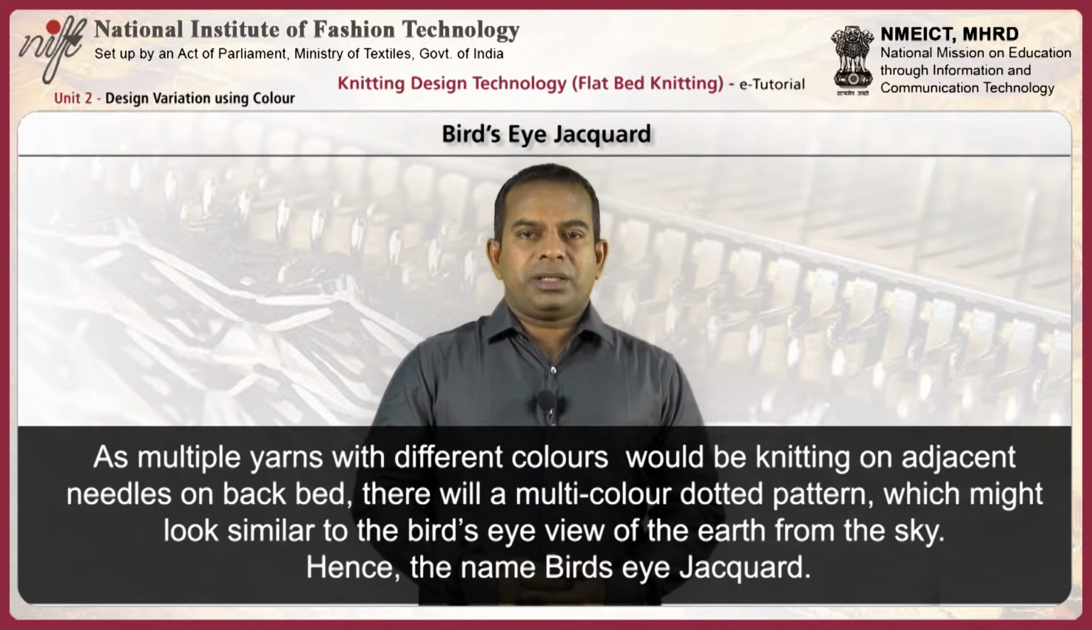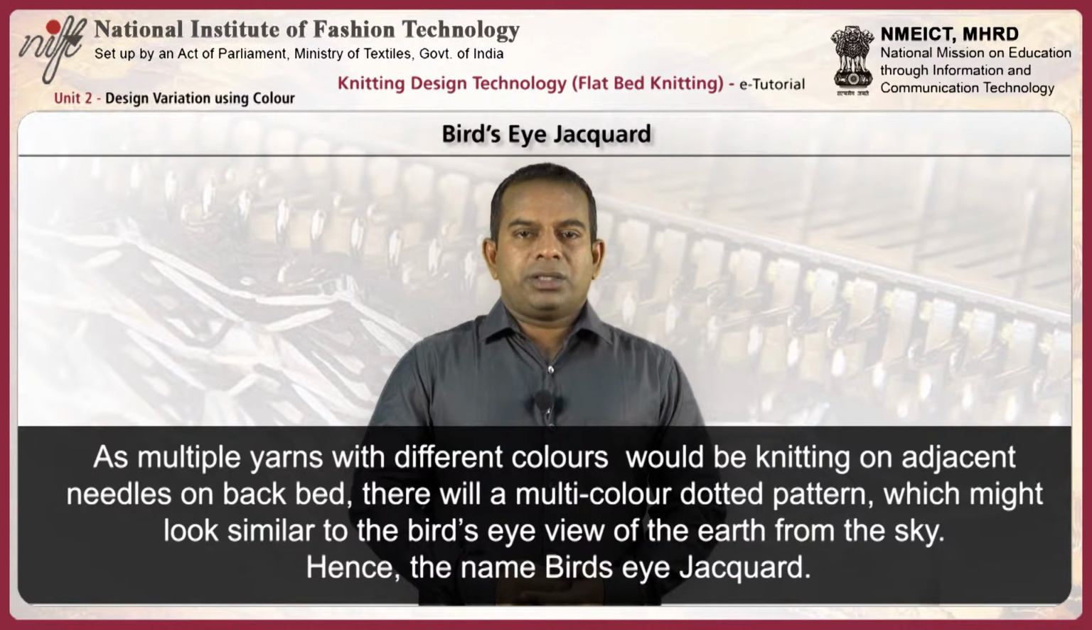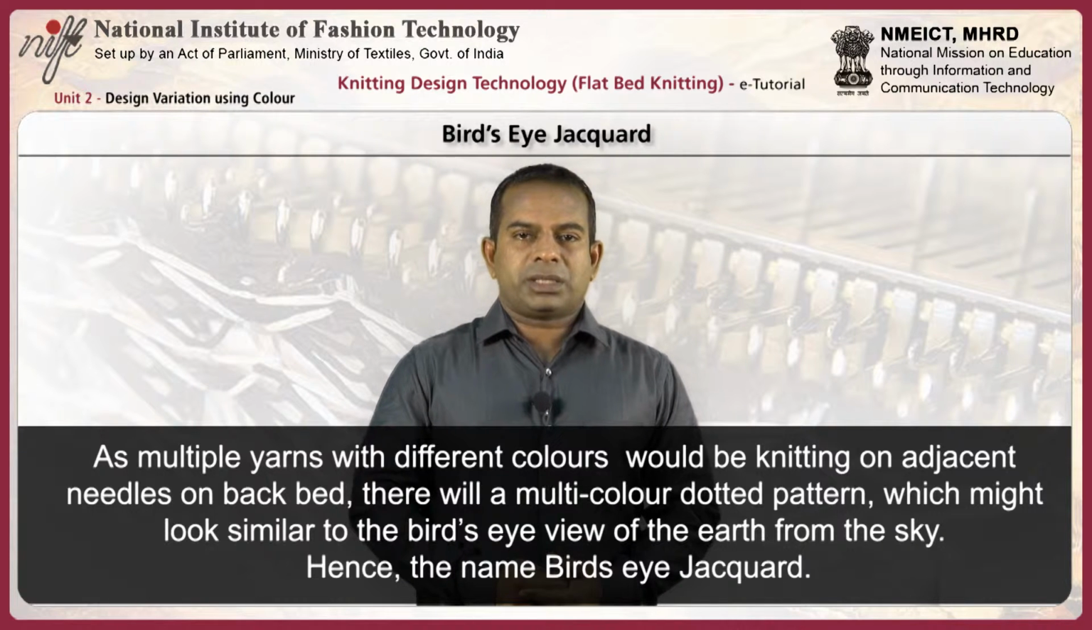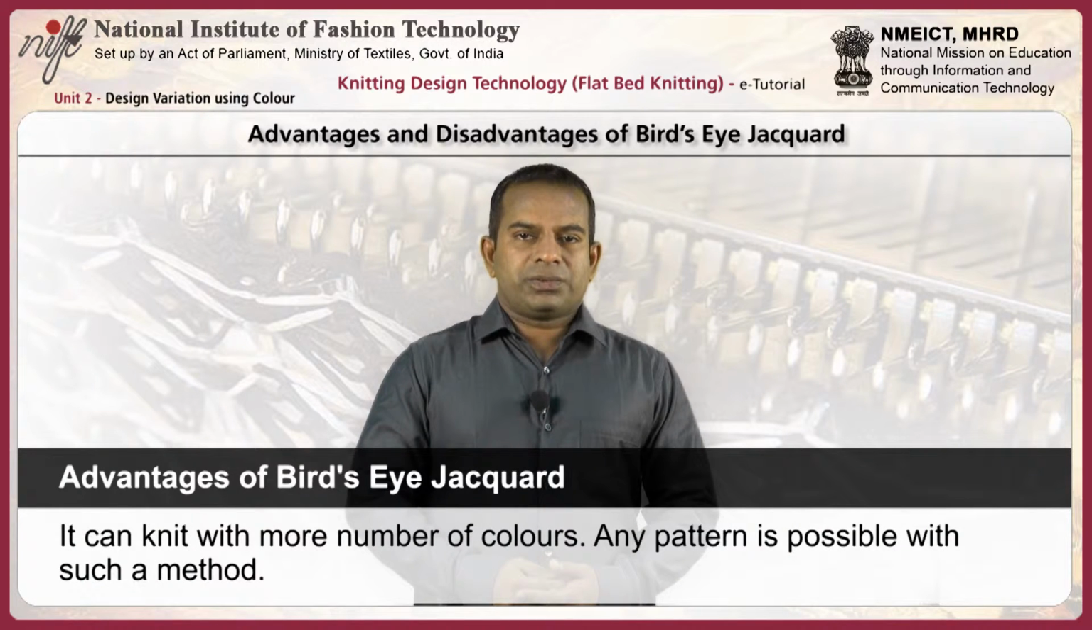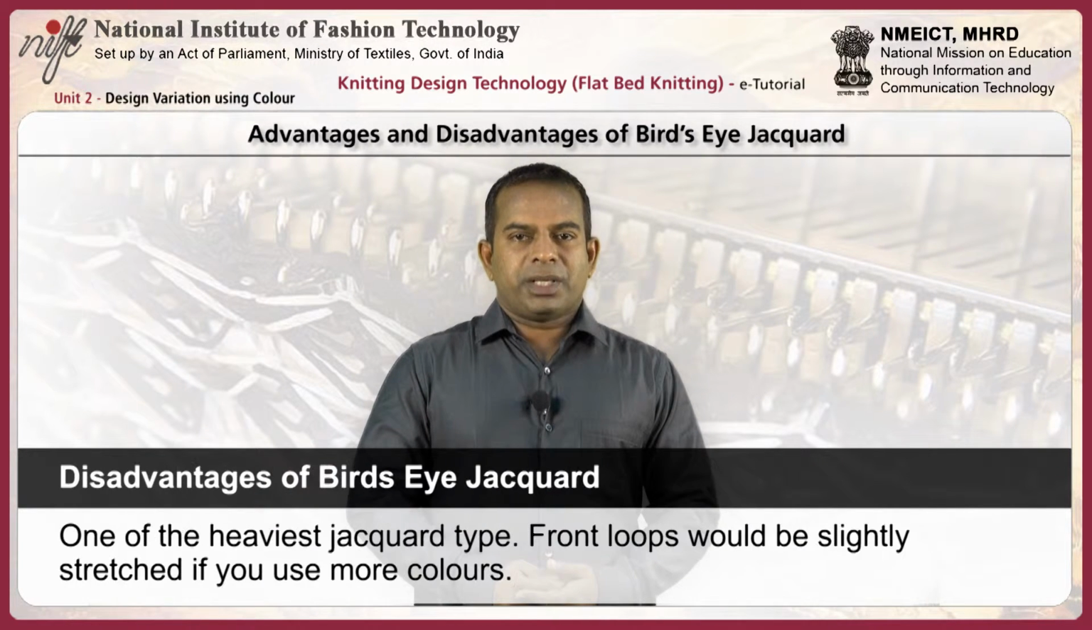As multiple yarns with different colors would be knitting on adjacent needles on the bed, there will be a multicolored dotted pattern which might look similar to bird's eye view of earth from the sky. Hence the name bird's eye jacquard. Advantages of bird's eye jacquard. It can knit with more number of colors. Any pattern is possible with such a method. Disadvantages of bird's eye jacquard. One of the heaviest jacquard types. Front loops would be slightly stretched if you use more colors.